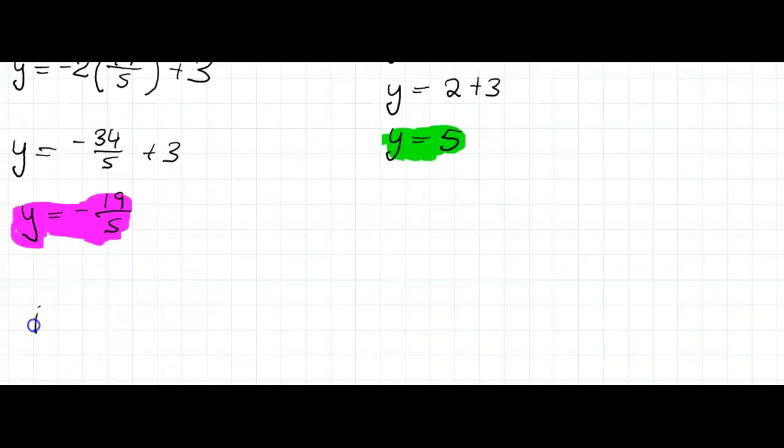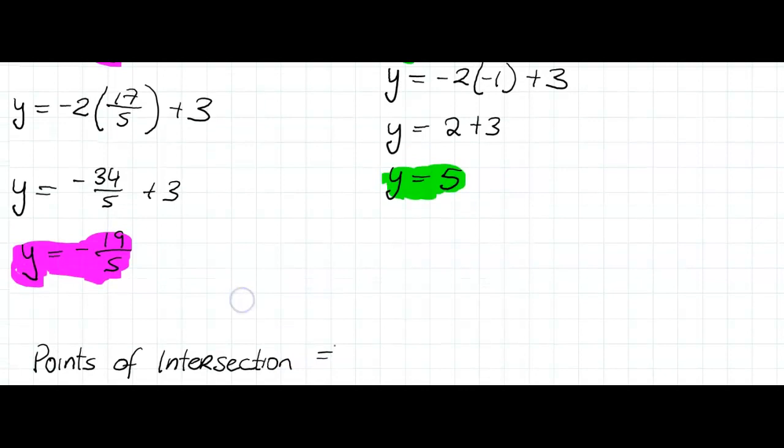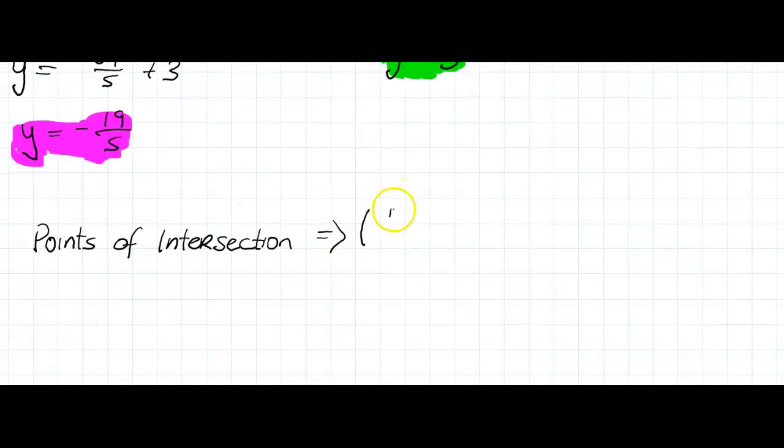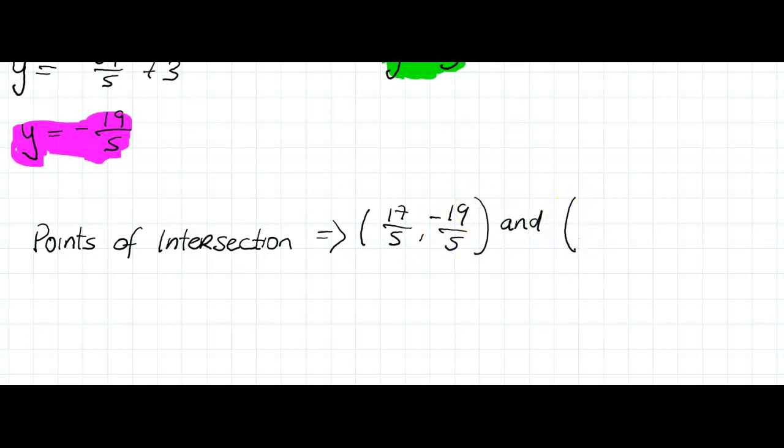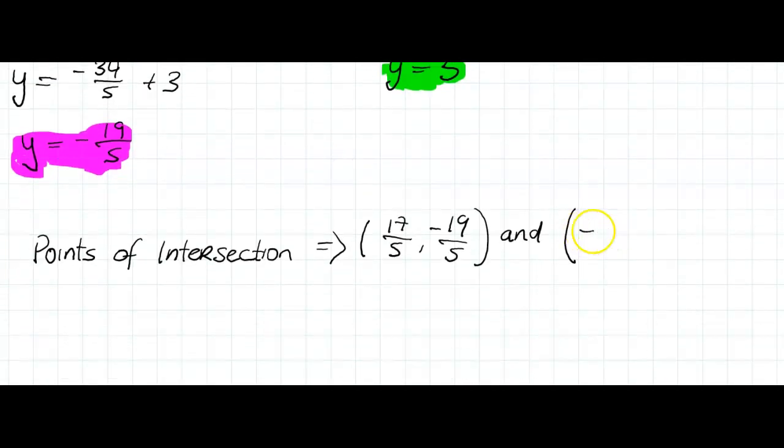So then the points of intersection are 17 over 5 and minus 19 over 5, and minus 1, 5.